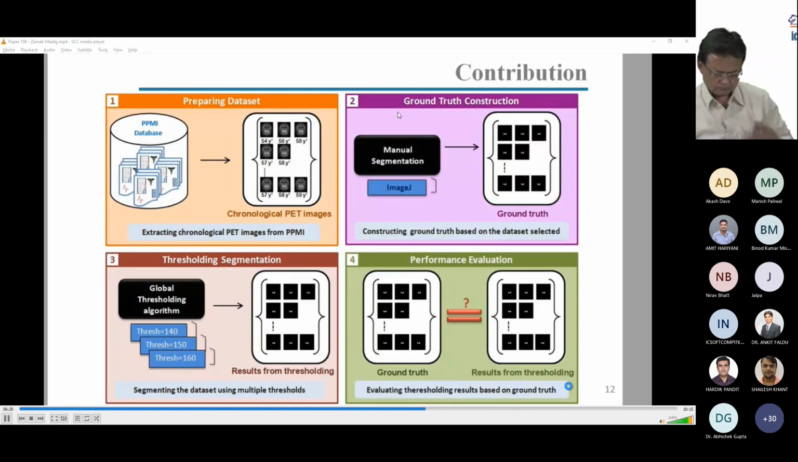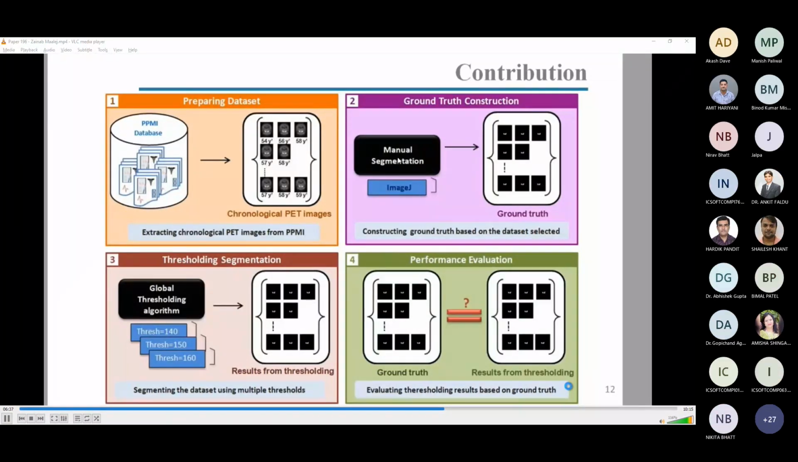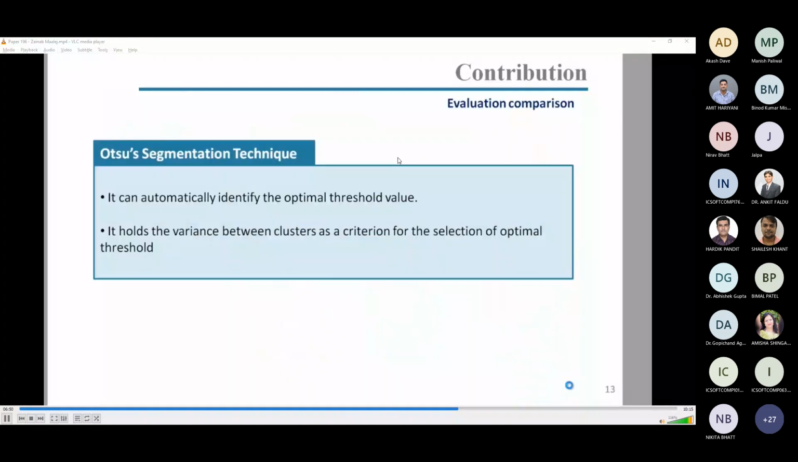The second step consists in manually segmenting PET images using ImageJ, which is an open software platform that had a large impact on the life sciences. In the third step, we focused on images selected from the PPMI database and applied the global thresholding algorithm using the three different threshold values identified. In the final step, we performed the evaluation step based on the ground truth constructed to ensure the precision of global thresholding.